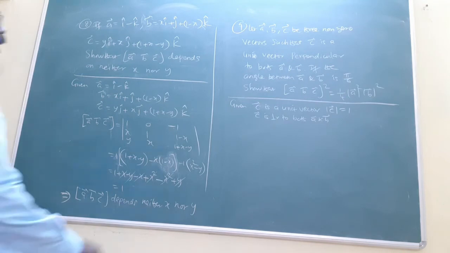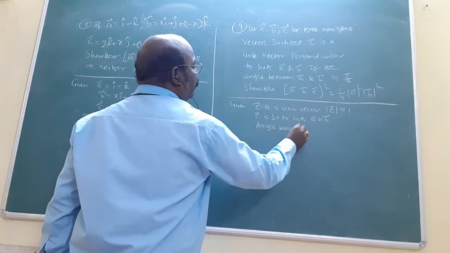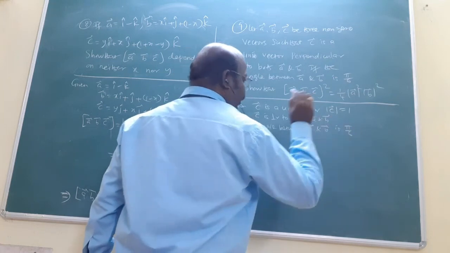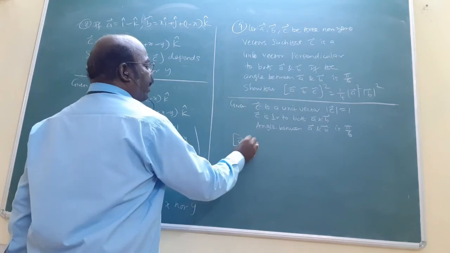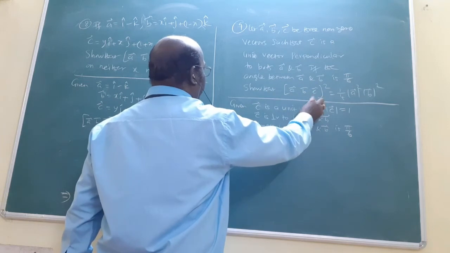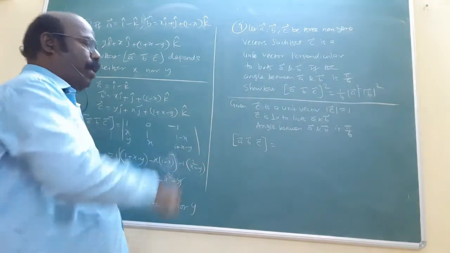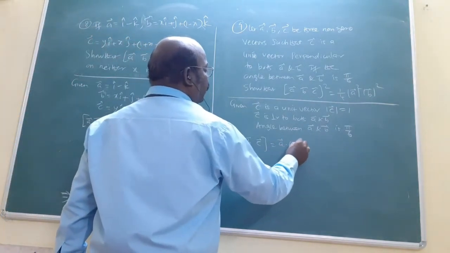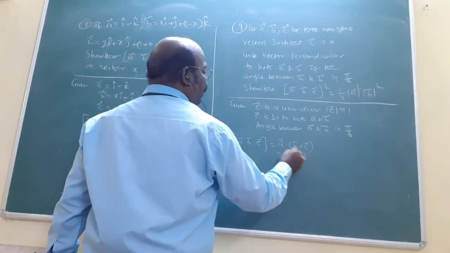Now, the angle between A and B is also given. These are all given. Now, what is being asked? You want to prove the box product A, B, C whole square. I am finding only the box product A, B, C after squaring. Now, what is the formula for this one? A dot B cross C is the formula. Or otherwise, A cross B dot C is the formula.